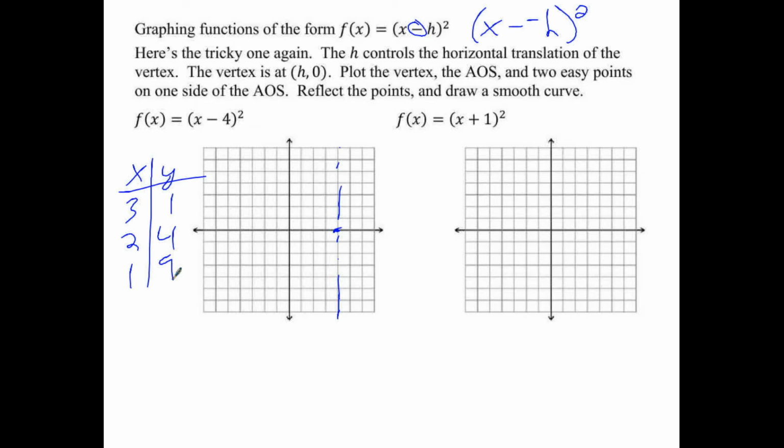Okay, so now what do we do? Plot the points. So we have 3, 1, we have 2, 4, and we have 1, and then 7, 8, 9. So we kind of guess at where that one is. We try to graph the point. There we go. Now what? Okay, reflect them. And then draw your smooth curve.